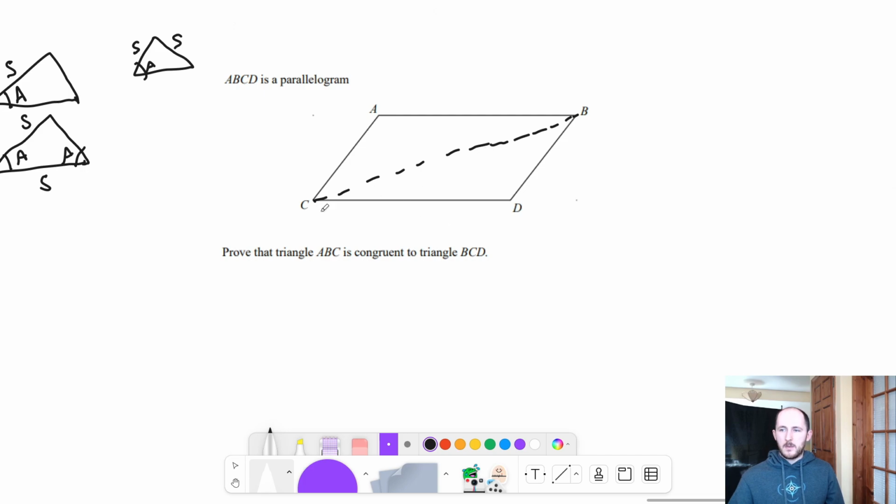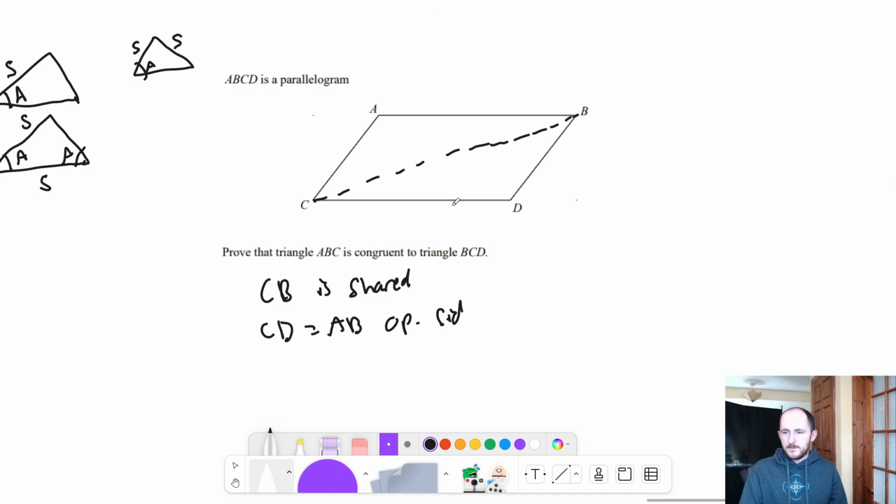So how can we prove this? Well, first of all, CB is shared, which means both of them have one side that's the same. Now, because it's a parallelogram, CD is equal to AB, because they are opposite sides of a parallelogram, and AC is equal to BD, which means it's SSS congruency.